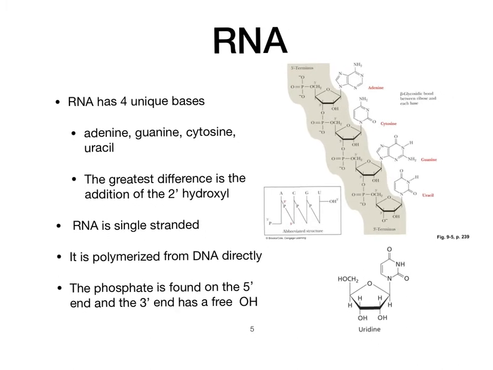So RNA has 4 unique bases: adenine, guanine, cytosine, and uracil. Three of these are consistent with the bases we observe in DNA. However, uracil is different. Uracil is not found in DNA. It is only found in RNA.